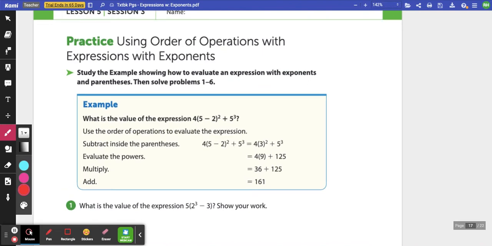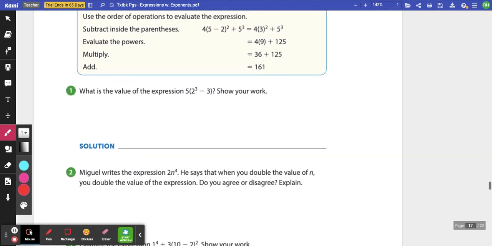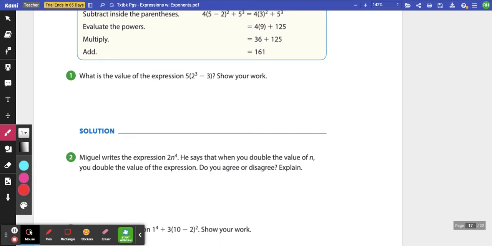Alright, we're going to do a quick homework check. So number one, what's the value of the expression 5 parentheses 2 cubed minus 3? I saw a lot of my kids yesterday doing the exact thing that we keep saying is the biggest mistake, which is when you do your exponent, it is not 2 times 3. It is 2 times itself this many times.